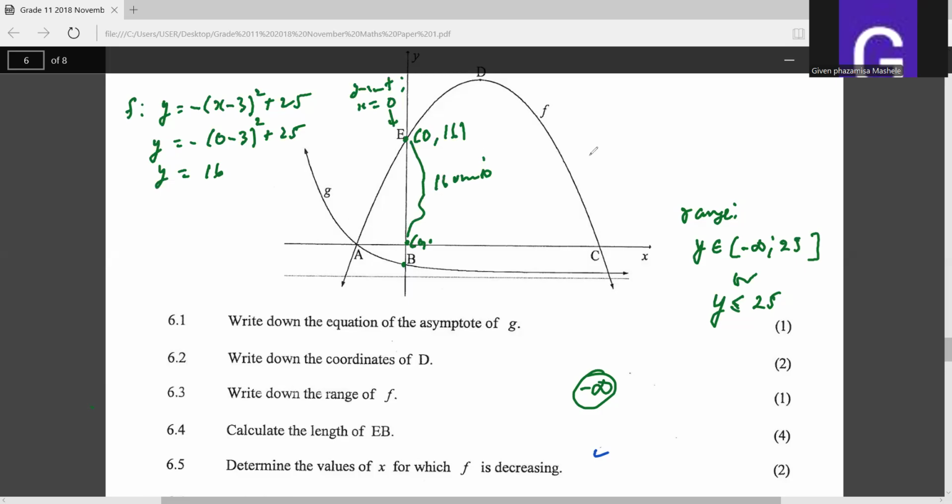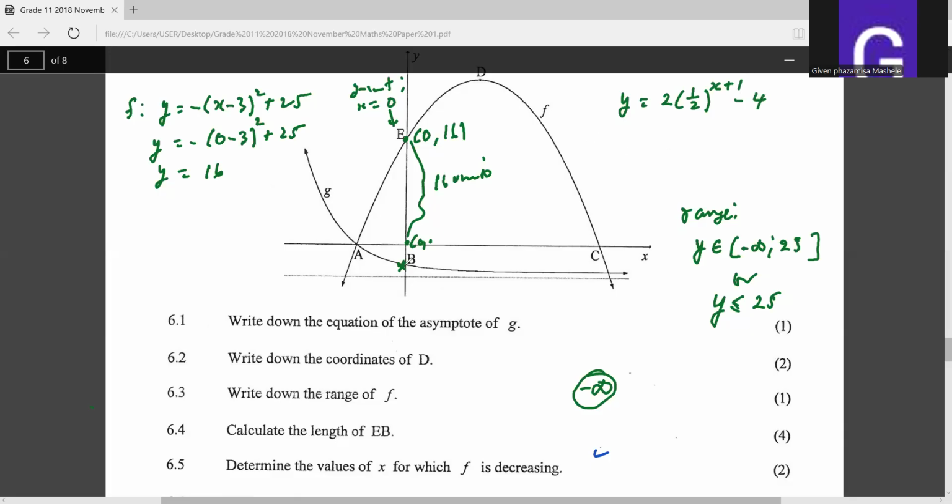Now we can calculate the coordinate of B. B is the y-intercept of the exponential. So what is our exponential? It's y equals 2 into half to the exponent x plus 1, minus 4.